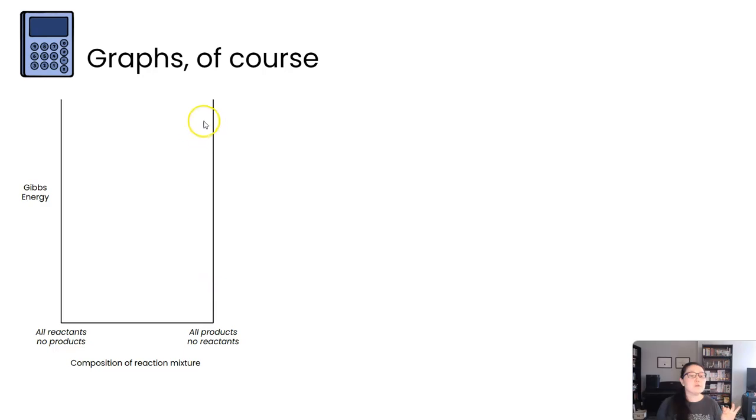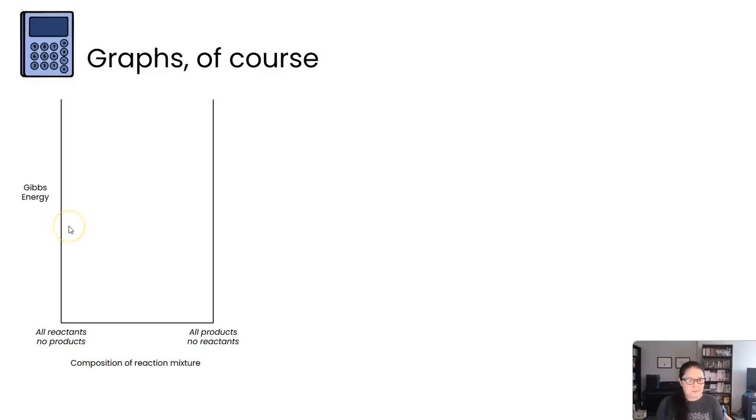This particular graph is closed off because we are not going to see what the relationship is as everything continues. We have a definite stop when we have all products. For our y-axis, we're going to be looking at Gibbs energy. Note that it's not delta G that we're looking at here. We are looking at the absolute value for Gibbs energy.